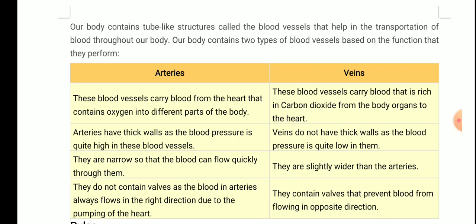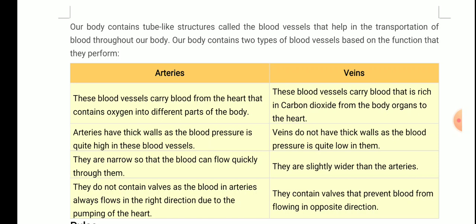So arteries carry blood from the heart to different parts of the body, and veins carry blood from body organs back to the heart. Definitely, from the heart going to different parts of the body, it will be pure, oxygenated blood. And if it is coming from body organs, then it will be utilized blood, because all the oxygen would have been utilized by the cells of the organ in the process of respiration and other metabolic activities. So that's why that blood is rich in carbon dioxide. So the first difference, I hope it is clear to you.